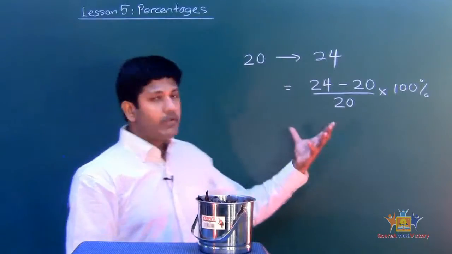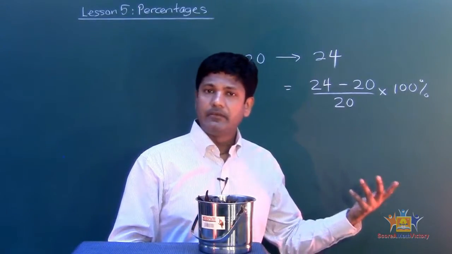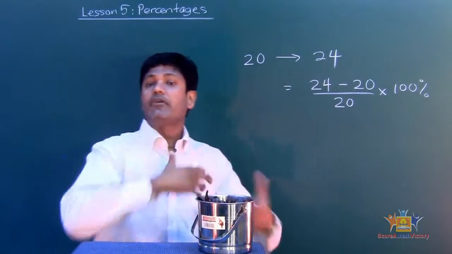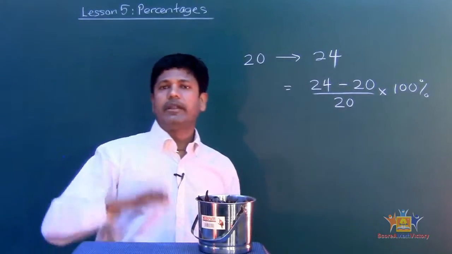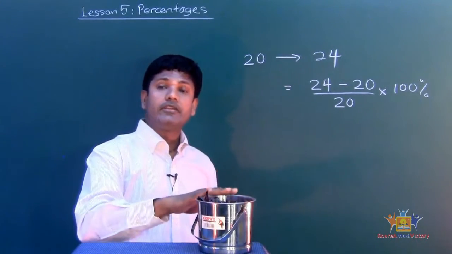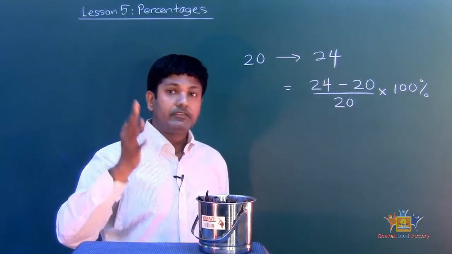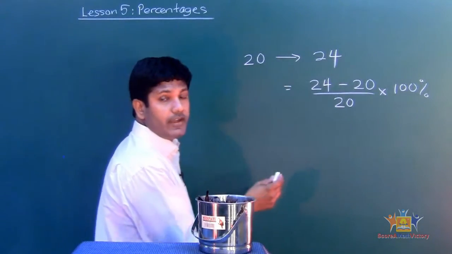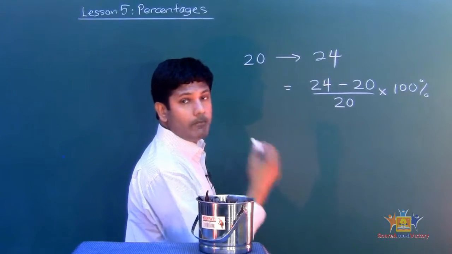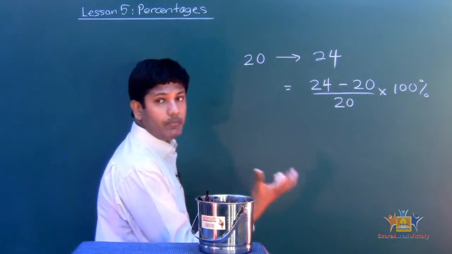Another way of doing it is we can use the aeroplane method. Let's stick with our aeroplane method. So it increased from 20 to 24. So what is the increase? The difference is 4. Am I right? So we want to find out what percentage the 4 makes.